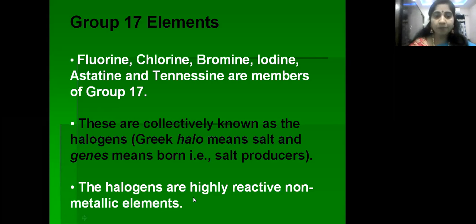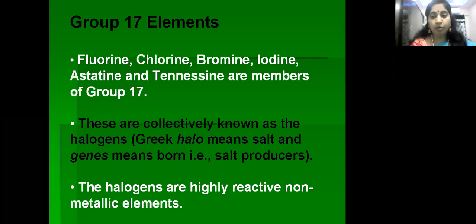So the halogens are highly reactive non-metallic elements. We know that children, in S block the alkali metals, the first group elements, are very reactive because ns1 is the general electronic configuration for first group elements. If they lose one electron, they will get the noble gas configuration. That's why they are highly reactive metals.